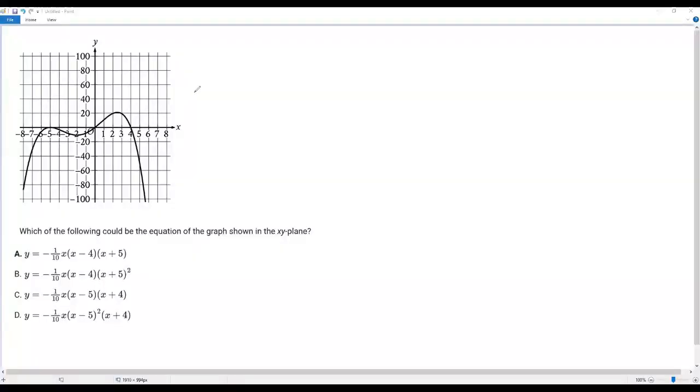Here we have a pre-calculus problem. That is, there is a graph given here. So which of the following could be the equation of the graph shown in the xy plane above? So we have to find the equation of this graph.